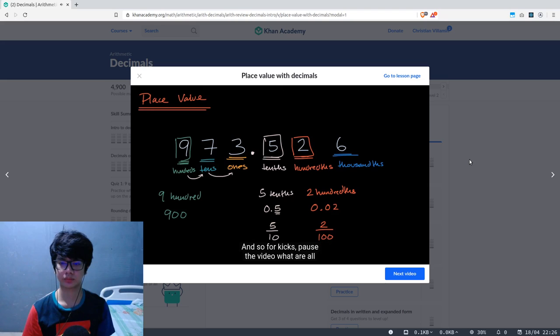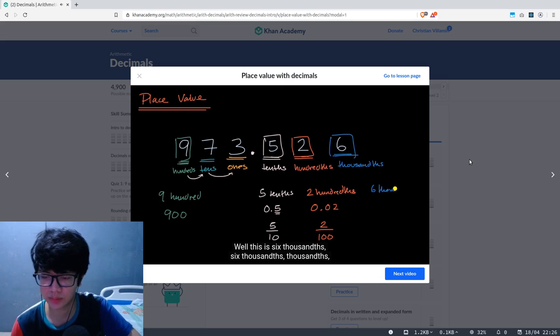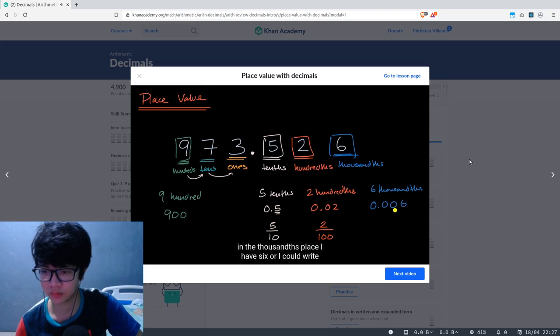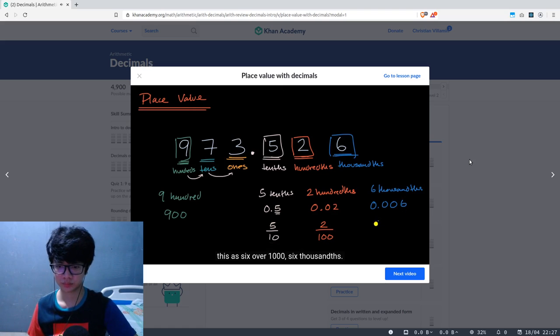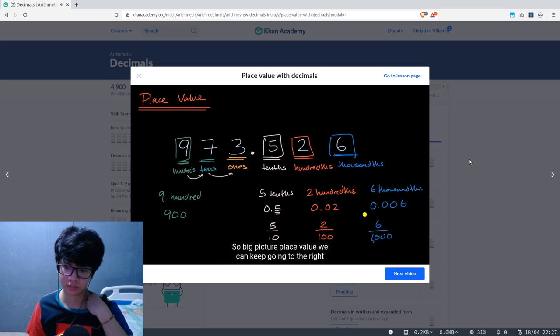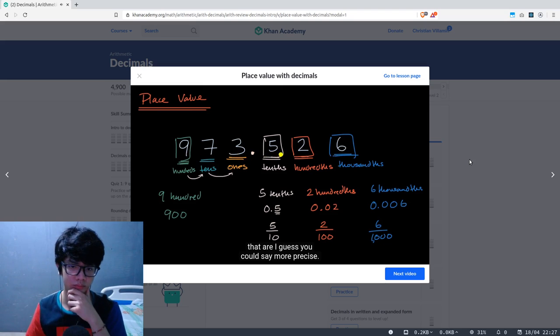2 hundredths. And so, for kicks, pause the video. What are all the different ways of representing this 6? What does this 6 represent? Well, this is 6 thousandths. There you go. I could also write that as 0 point, let's see, this is the tenths place, hundredths place, and then in the thousandths place, I have 6. Or I could write this as 6/1,000, 6 thousandths. So big picture, place value, we can keep going to the right of the decimal, and we can start representing things that are, I guess you could say, more precise.